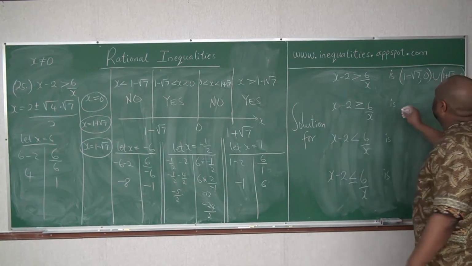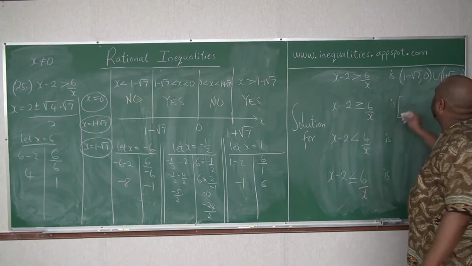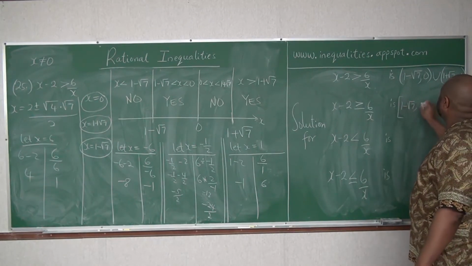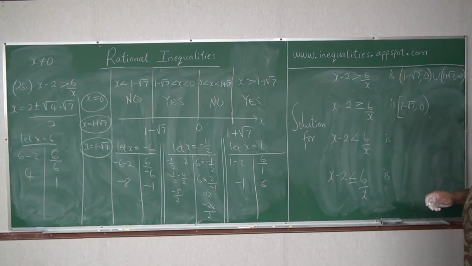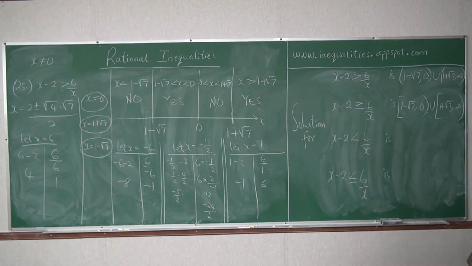So this will be bracket 1 minus root 7 to 0, open parenthesis, union, bracket 1 plus root 7 to infinity, parenthesis. So bracket 1 minus root 7, comma 0, parenthesis, union, bracket 1 plus root 7, comma infinity, parenthesis.